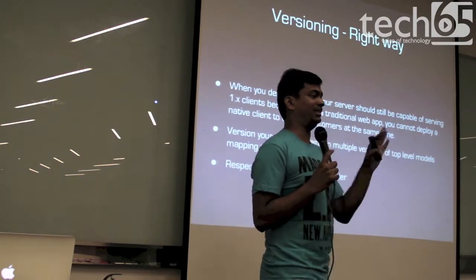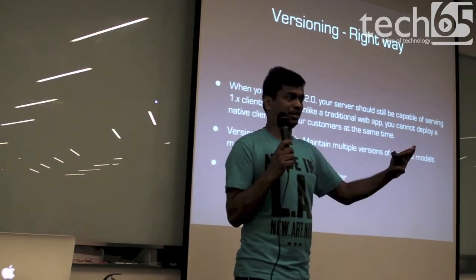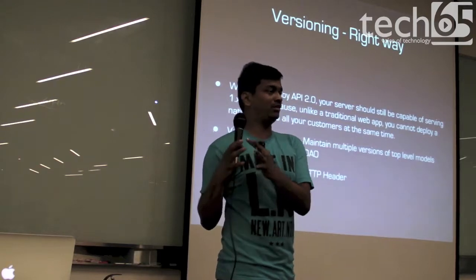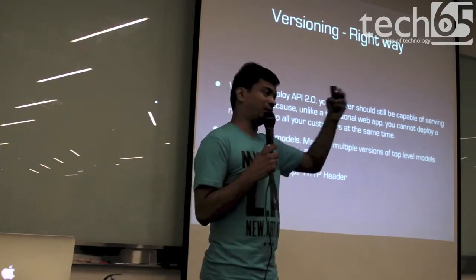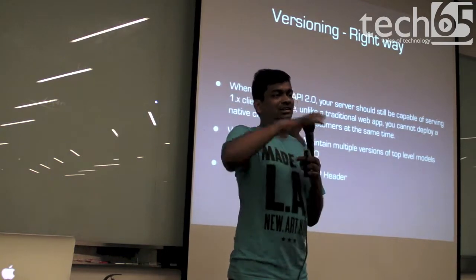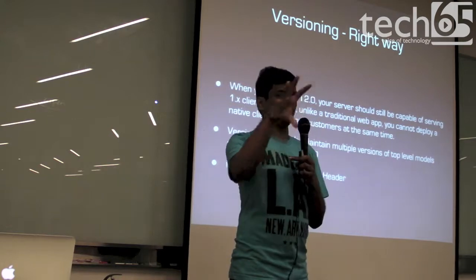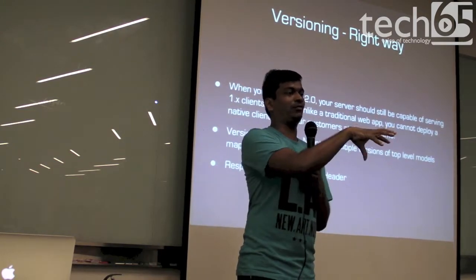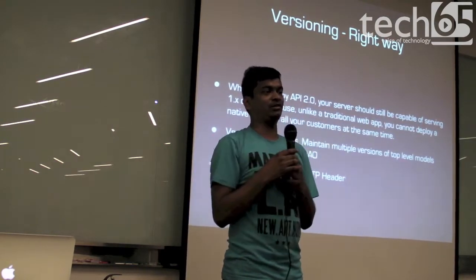I told you that DAO objects are not equal to top-level models, right? When you have that separation, when you abstract your top-level models away from your database models, you can do versioning easily. You can have multiple versions of your top-level models connected to the same database. In the constructor or in whatever factory methods, populate this version of the top-level model with whatever information is available in the database, and send it back to the client.